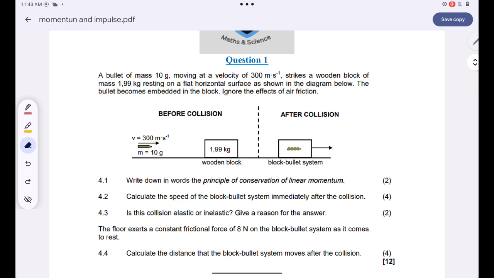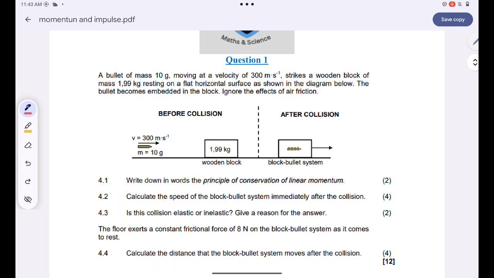Okay, question one. A bullet of mass 10 grams moving at a velocity of 300 meters per second strikes a wooden block of mass 1.99 kilograms resting on a flat horizontal surface as shown in the diagram below. The bullet becomes embedded in the block. Ignore the effects of air friction.